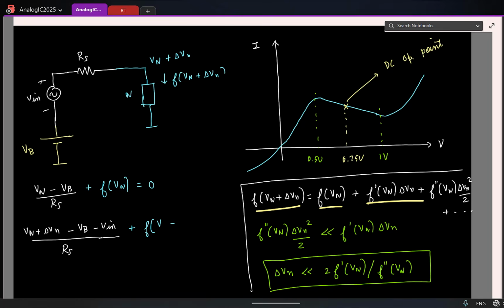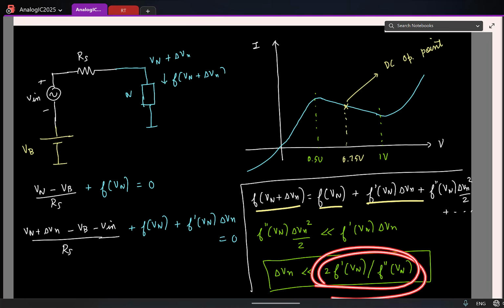So let's do that. I am just replacing it with the first two terms: f of Vn plus f dash of Vn times delta Vn, sum of it is 0. This is under the assumption that my delta Vn is so small, and how small it should be, it should be smaller than this quantity: the first derivative of the nonlinear function at the operating point divided by the second derivative of the nonlinear function at the same operating point times 2. Right? As long as we are dealing with signals which are smaller than this, we can do this.